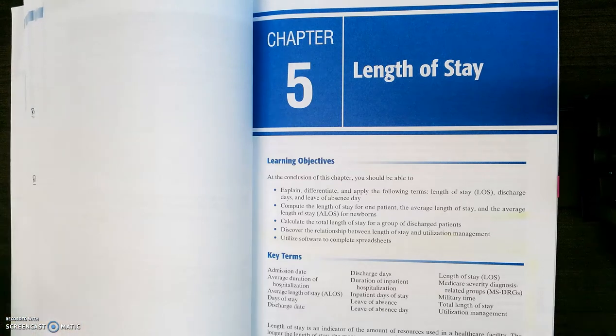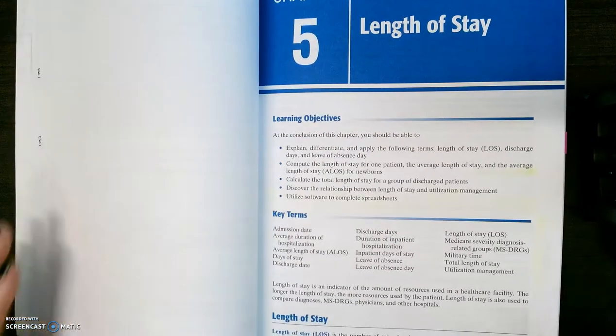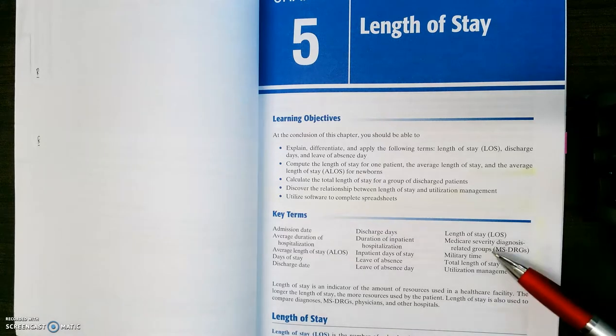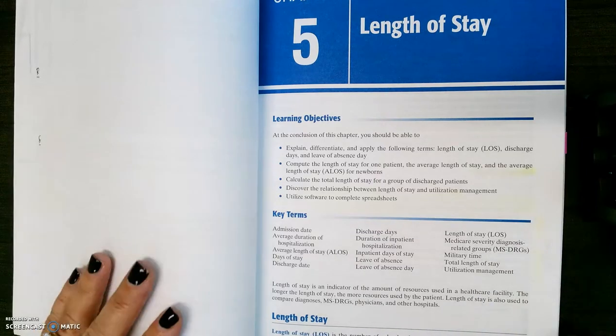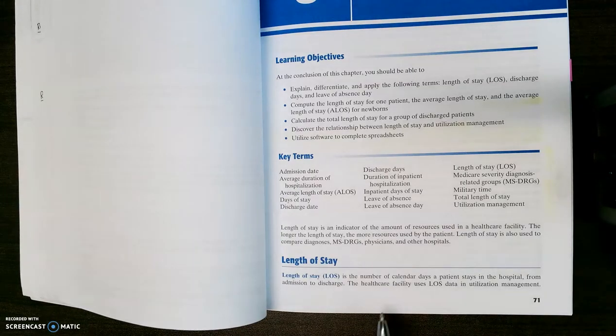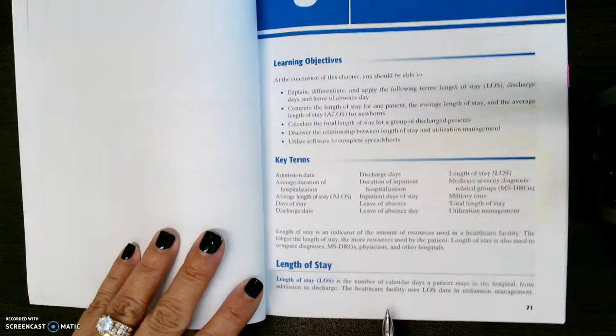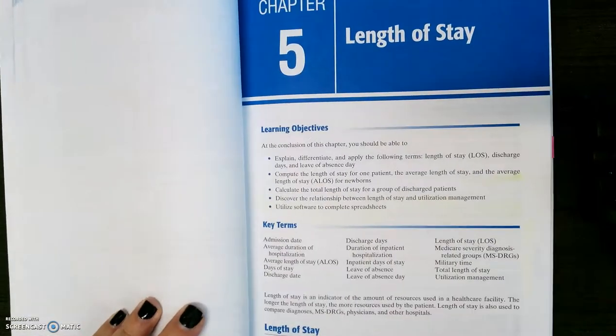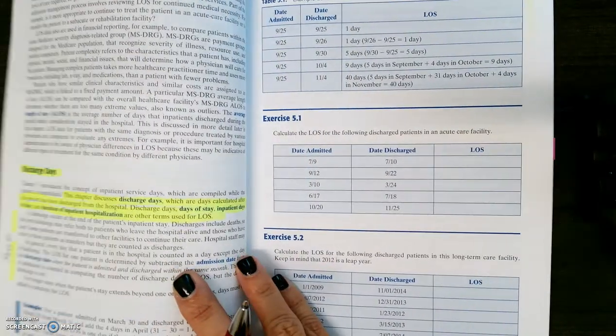So I know that caused some confusion, so again, sorry about that, but unfortunately, that's how the textbook is set up. So you have, again, here at the beginning of Chapter 5, a lot of key terms that your chapter will go over, and they kind of start out at the very bottom of page 71. Length of stay is the number of calendar days a patient stays in the hospital. So that seems pretty easy, right? From admission to discharge.